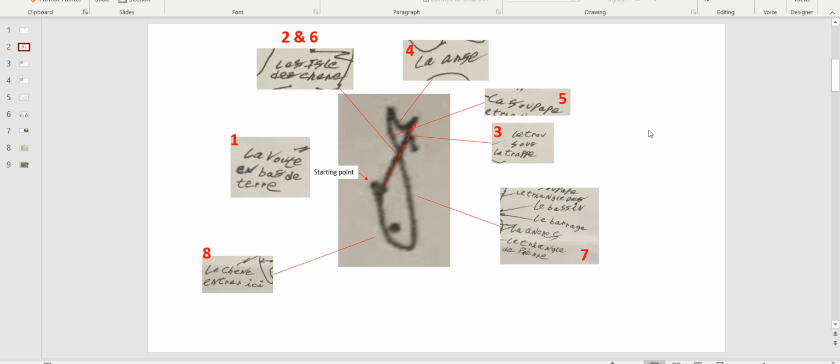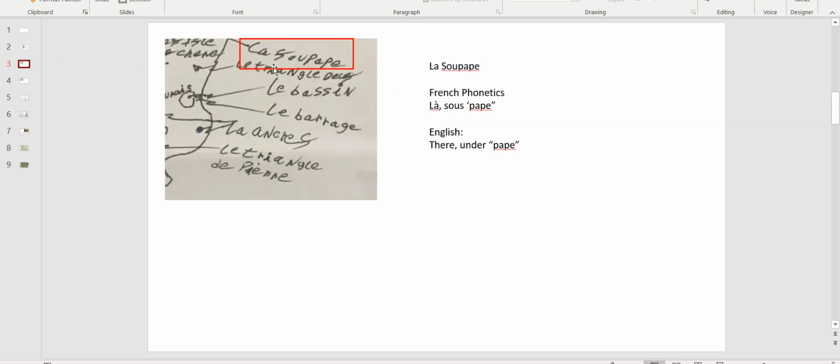We're gonna see some riddles now, context riddles. They're a bit more fun to work with. The boring part is done now. So we're gonna focus on la soupape for this video.